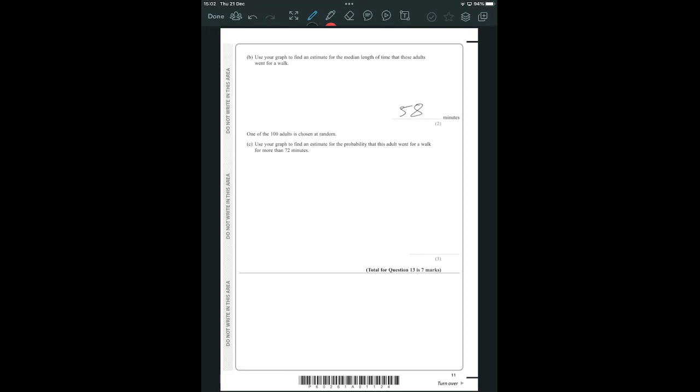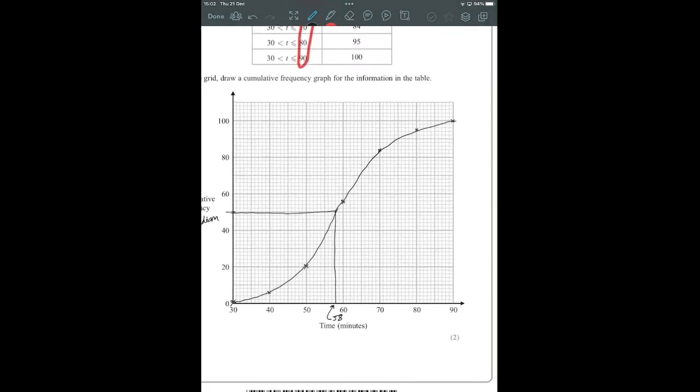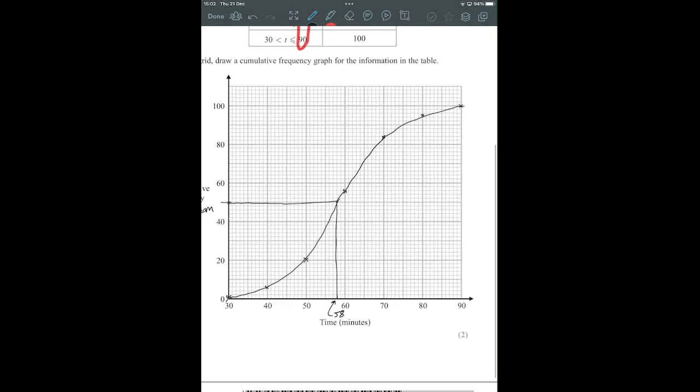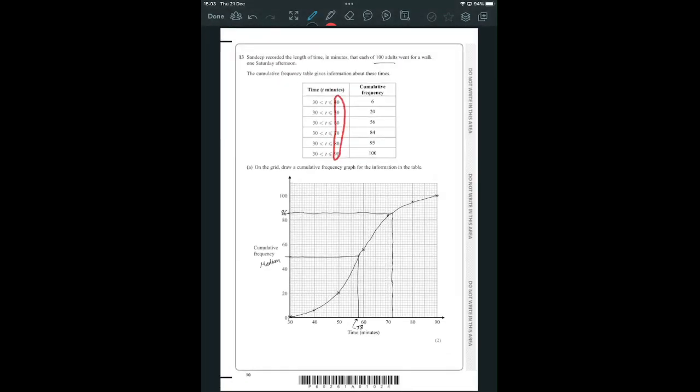One of the 100 adults is chosen. We want to try and use the graph to estimate the probability he went for a walk for more than 72 minutes. Well, now 72 minutes is going to be on my bottom scale rather than on my vertical scale. So I'm going to start at my 72, and this time I'm going up and across. I'm trying to do it relatively level. Of course, it's not that easy. And I read that off as 86.